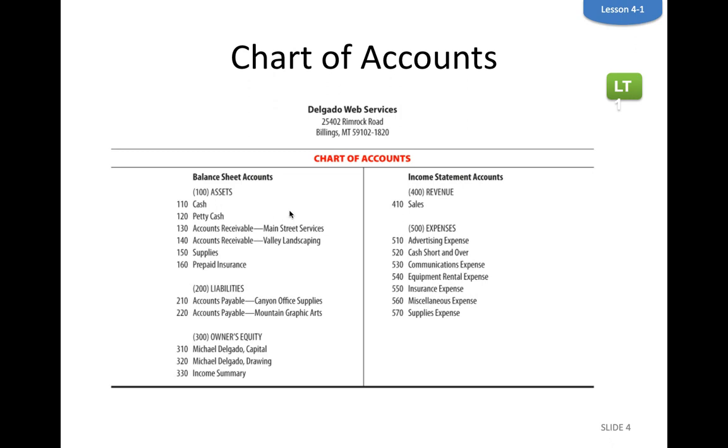One big thing to notice in the chart of accounts that we've talked about before is that there are 2 different columns here, right? There are balance sheet accounts, which list assets, liabilities, and owner's equity. That is basically our accounting equation. And the balance sheet is a very common report that a business owner would look at every month, every quarter, and definitely at year end.